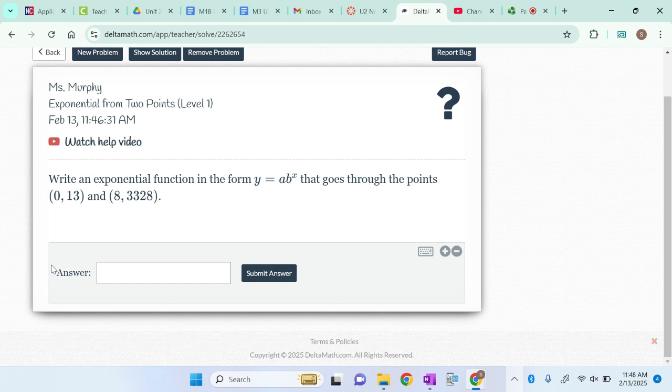Now, our base is the number that will get us from one step to the next. So our base would be from 13 to whatever value we get for x equals 1, and then whatever value we get for x equals 2.